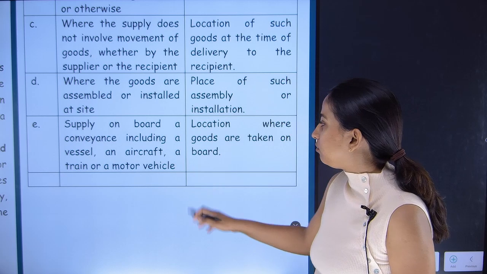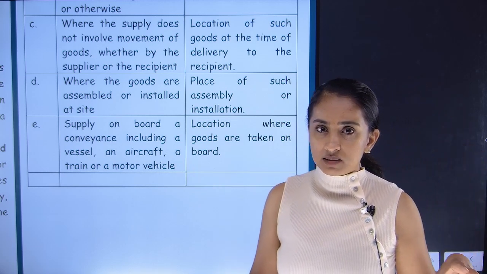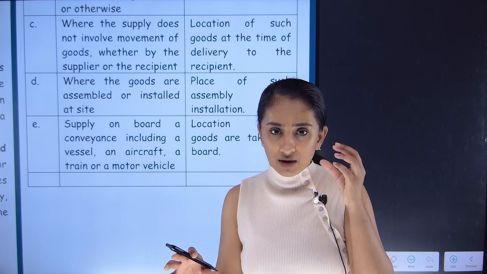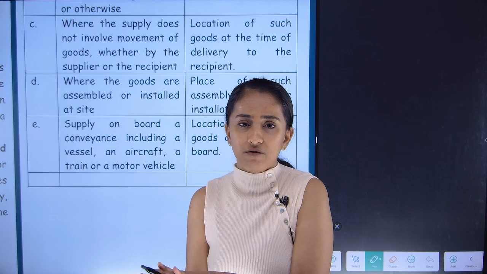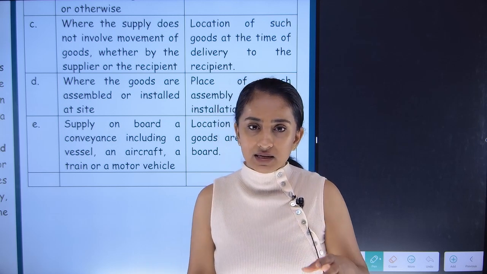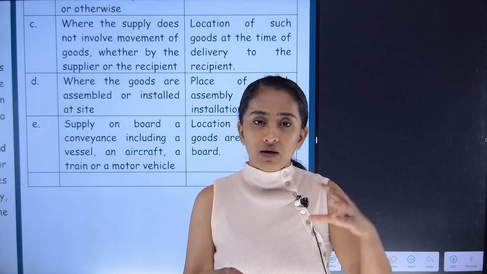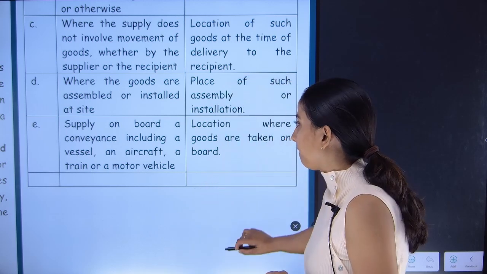On board a conveyance, including a vessel, aircraft, let's say you are sending some goods through a conveyance. So on board a conveyance, at which place are you boarding those goods into the vessel, aircraft or anything? That place. Let's say the journey is from Mysore to Chennai, you're sending the goods through a conveyance. Which place are you onboarding the goods? In Mysore, so Mysore will be the place of supply.